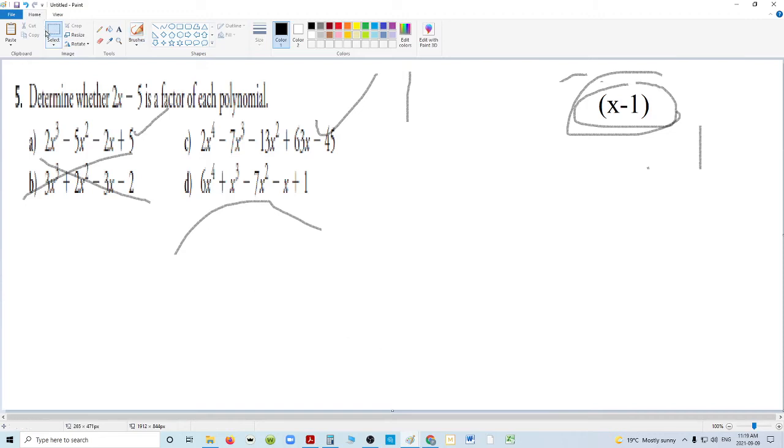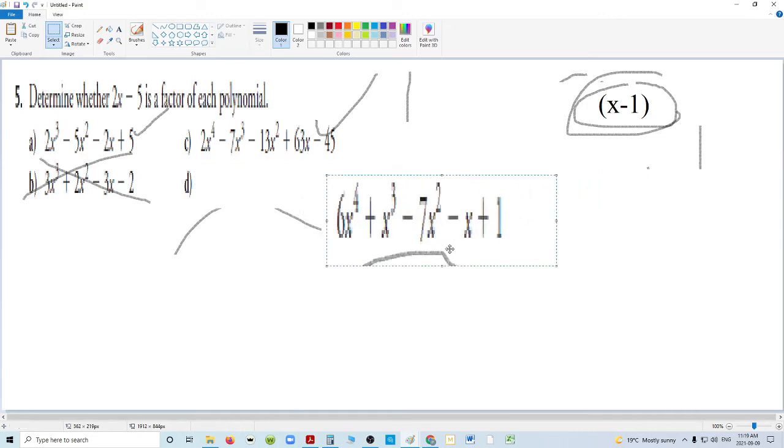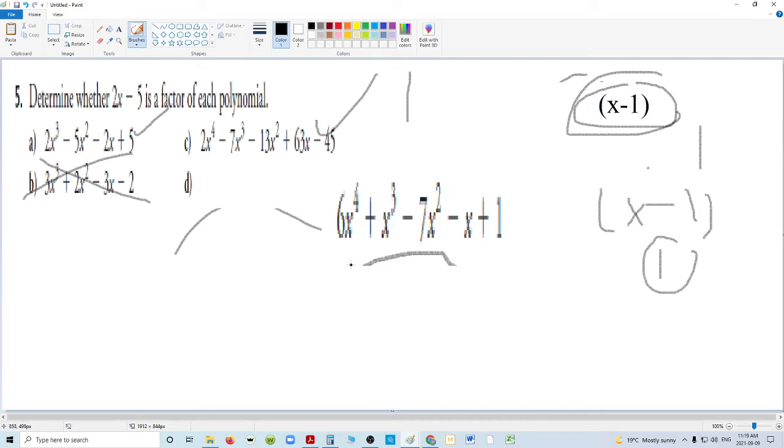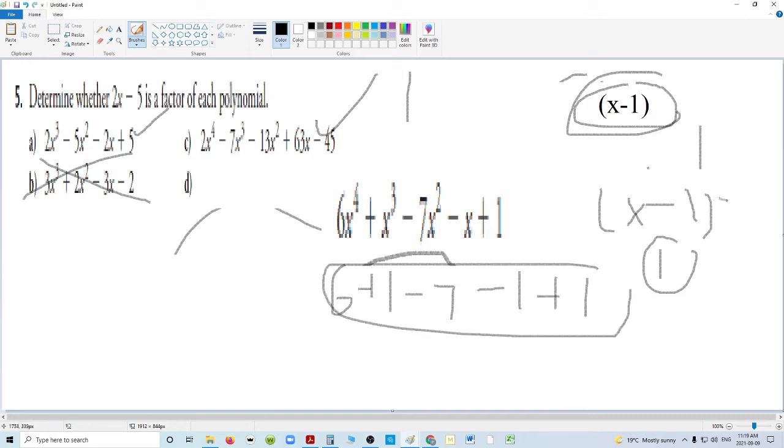And then finally this last one. See if there's any patterns. No. And it's fairly complicated, to the power of 4. So there's no grouping when there's 5 terms. So let's see if we can find 1. Let's use x minus 1 as a factor. So that's positive 1 as a root. I get 6 plus 1 minus 7, which is great so far. Minus 1 plus 1. Ooh, that made it easy, didn't it? So that means x minus 1 is a factor.